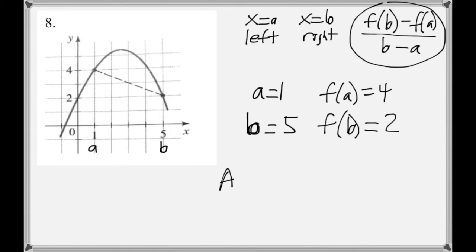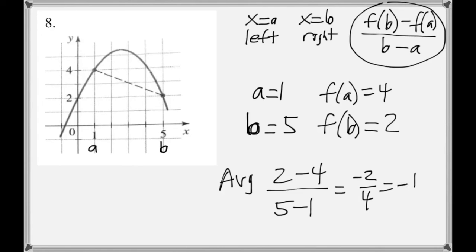So my average rate of change is going to be 2 minus 4 over 5 minus 1, which is negative 2/4, which is negative 1/2. Now again, this is essentially the slope formula, where I'm taking 2 points, taking the y2 minus y1 over the x2 minus x1. So if you really wanted to, you could call this x1, y1, x2, y2.